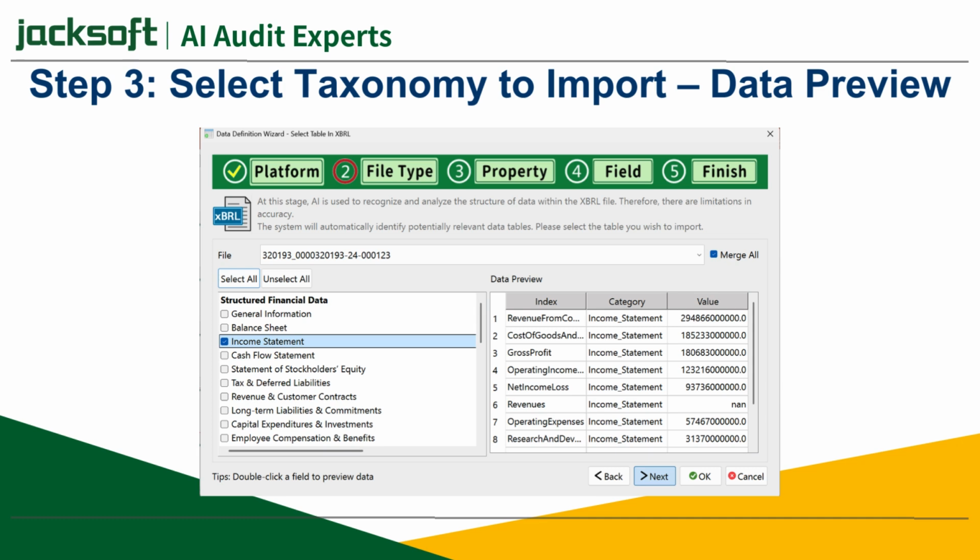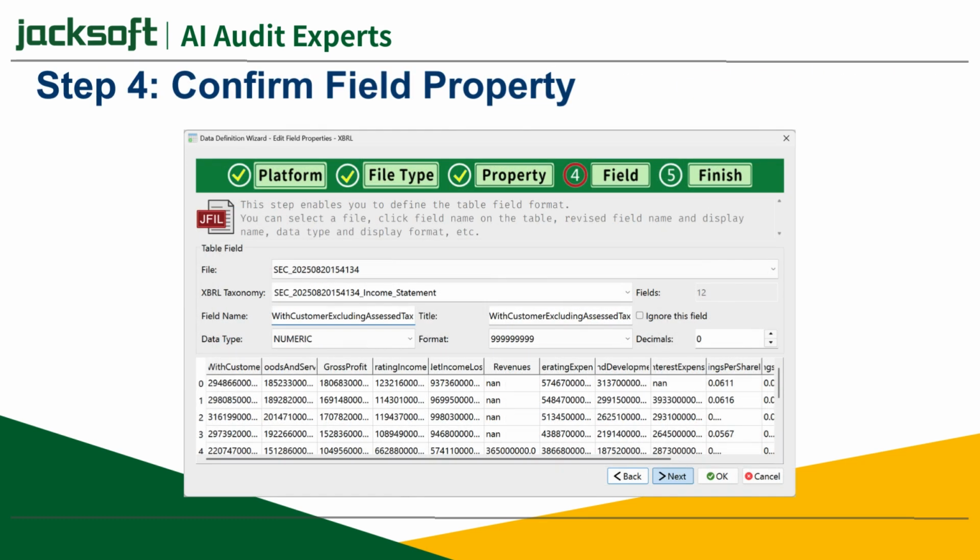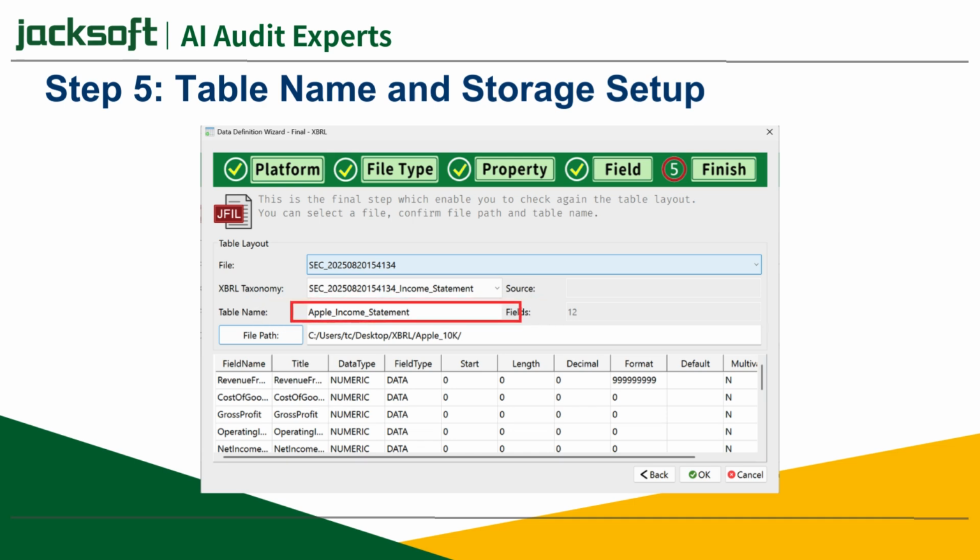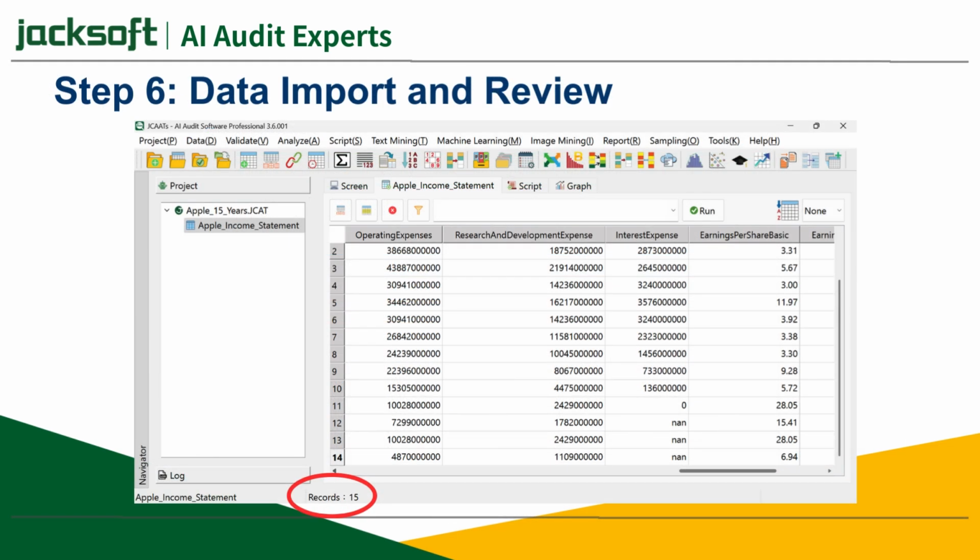Once confirmed, click Next. JCAATs automatically detects the data type for each field, making setup simple. Review and click Next. Finally, confirm the table name and storage setup. Here, we name it Apple_income statement, then click OK. JCAATs instantly imports the last 15 years of Apple's income statement, displayed in the table you defined. You can now browse, query, and analyze the data directly, ready for deeper insights.